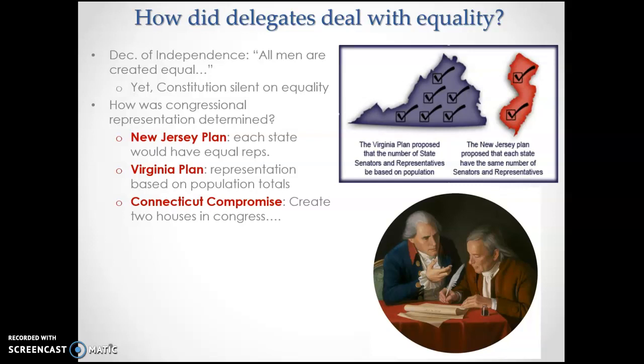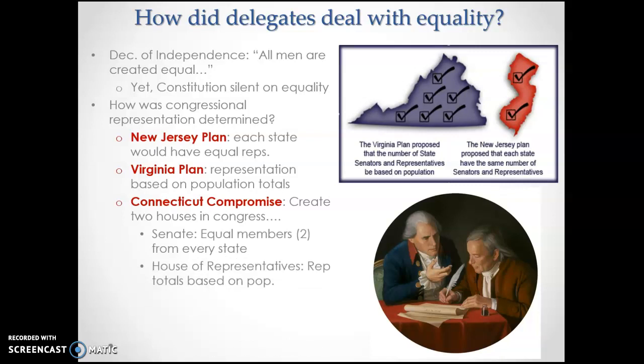What if we took the United States Congress and we split it in half, and we created something known as a bicameral legislature, bi meaning two, where we had a United States House of Representatives that would be based on population, and then we'd have a United States Senate where every state would get the same number of senators, two, right? And so the Connecticut Compromise said basically, let's have both of you win, and let's create a split where you have two. In the Senate, every state would have two representatives, and the House of Representatives would be based on population.